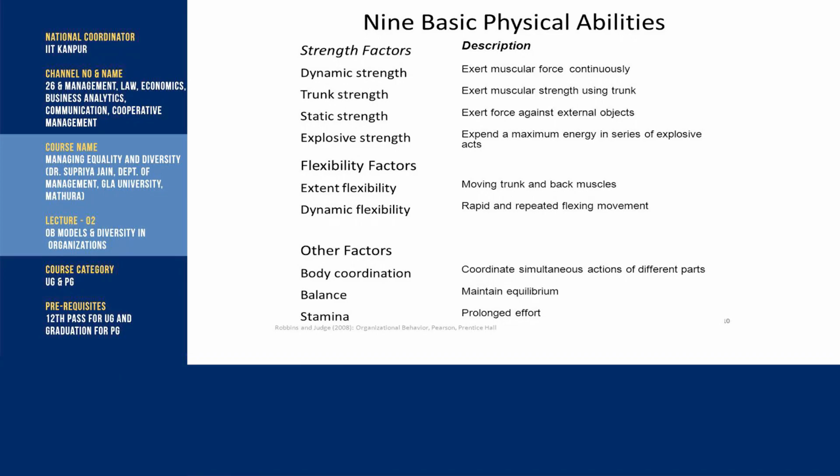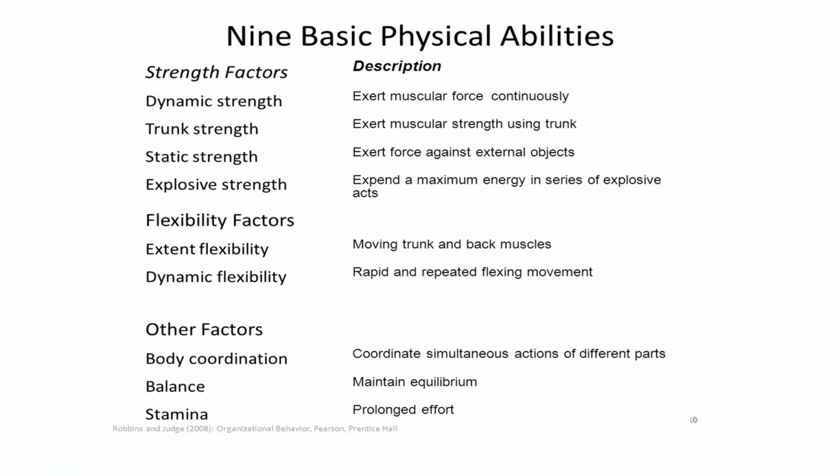So, if you talk about dynamic strength, it is where one exerts muscular force continuously. Again, depending upon the nature of the work and the requirement of the organization, we need to see. Here we are talking about ability, because when we are carrying out the recruitment and selection processes of the organization, we should not get indulged in differences of age, race, caste, religion. We need to focus on their abilities. What sort of intellectual abilities are needed for the job, what sort of physical abilities are required.